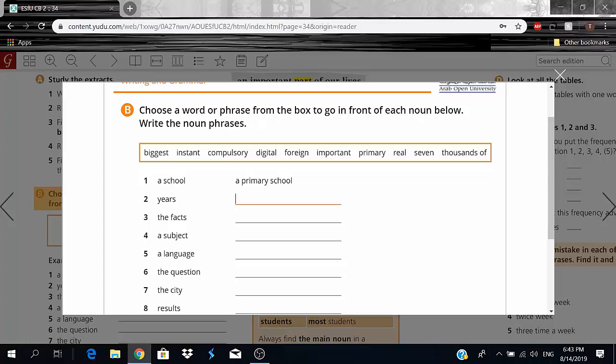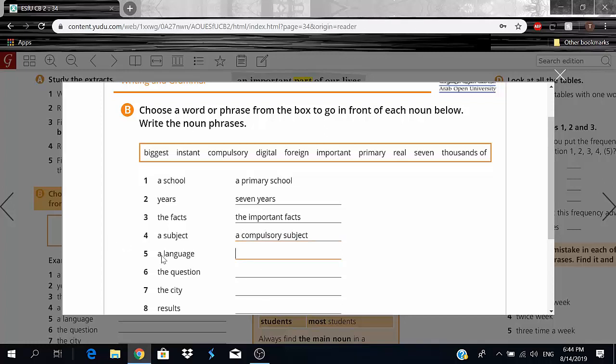Now, year or years, I could say something along the lines of 7 years. I got the 7 from right here. The facts, I can say the important facts. A subject, I can probably say a compulsory. By the way, compulsory means a must. So you must take it. So a compulsory subject.